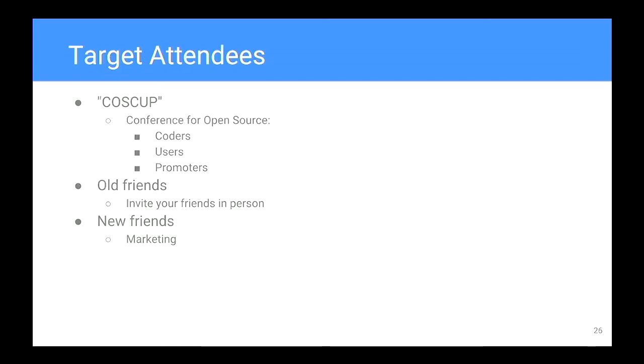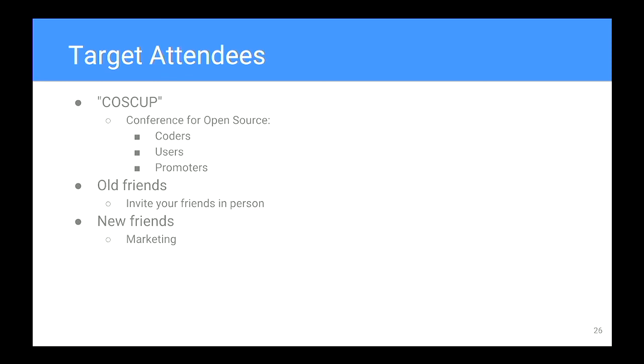Right, so target attendees. I learned from the conference in Taiwan, the biggest open source conference in Taiwan, called COSCUP. COSCUP means Conference for Open Source Coders, Users, and Promoters. So think about what people you want to have learn in your conference, and try to invite them. If you know them, try to invite them in person.